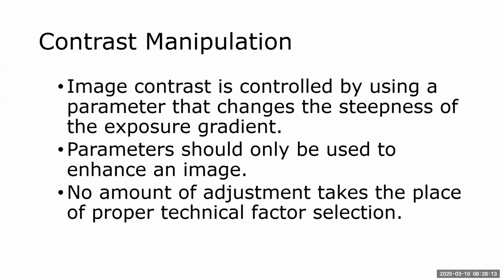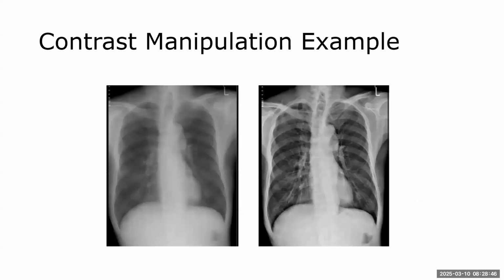So there's ways that we can manipulate even post-processing. Image contrast, we've been saying this since pretty much first semester. Image contrast now is controlled by the computer, right? Changing the steepness of that graph is what changes contrast. No amount of adjustment can take the place of proper technical factor selection. That still needs to be something that you choose correctly when you're doing the projection.